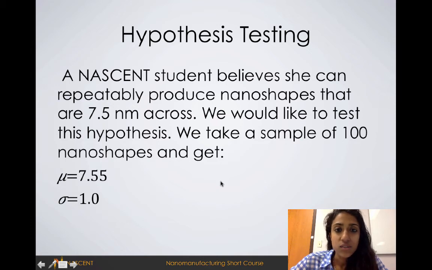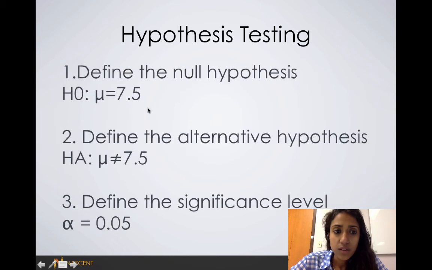So a nascent student believes she can repeatedly produce nanoshapes that are 7.5 nanometers across. We would like to test this hypothesis, so we get a sample of 100 nanoshapes and get a mean of 7.55 and a standard deviation of 1. Our null hypothesis is that the mean is 7.5, and the alternative hypothesis is that the mean is not 7.5. We want to be 95% confident, so we're defining our significance level as alpha equals 0.05.